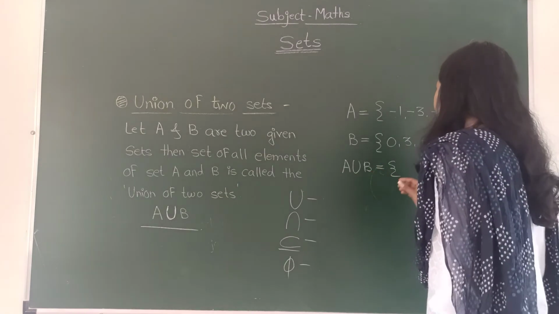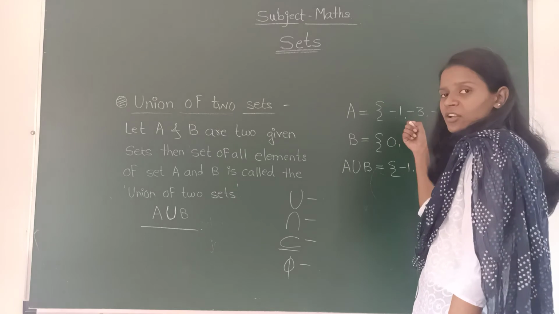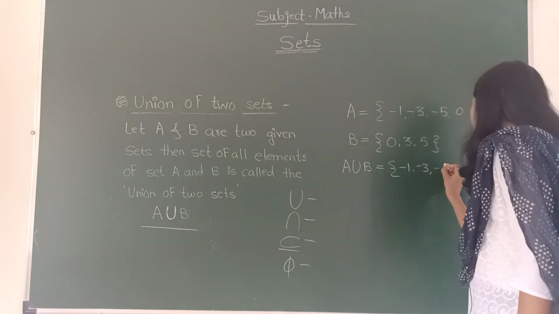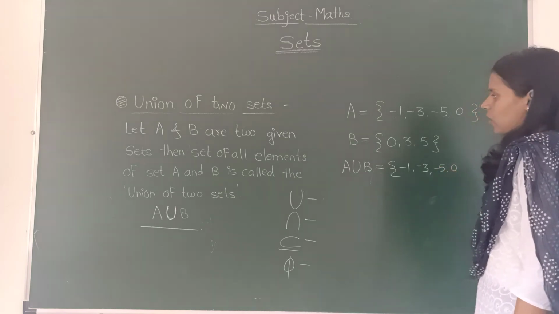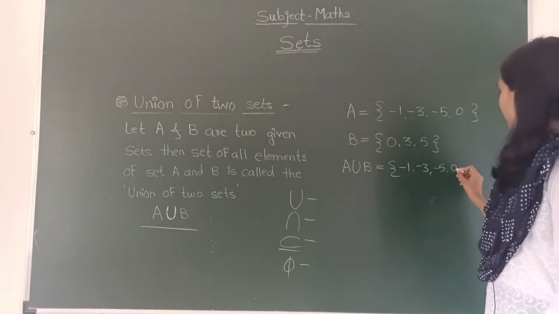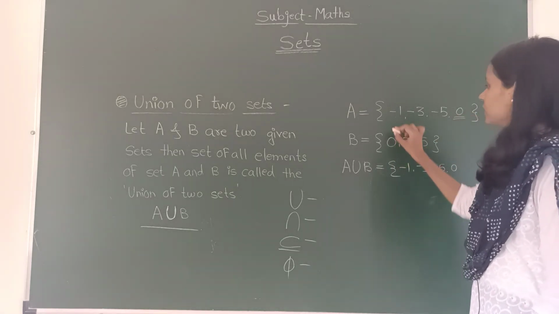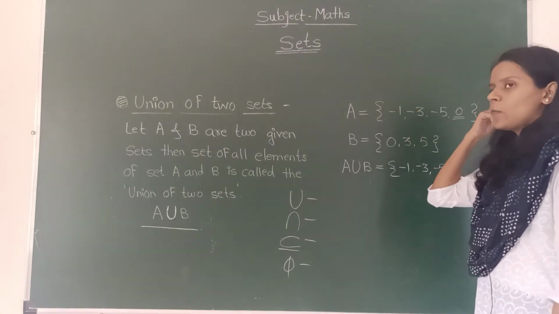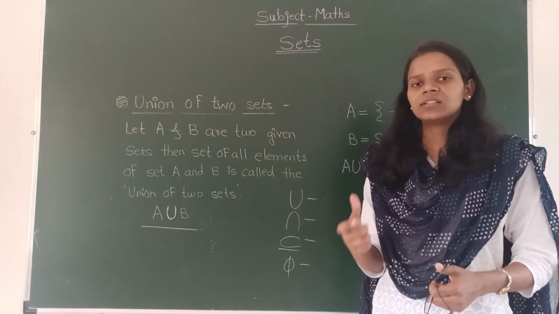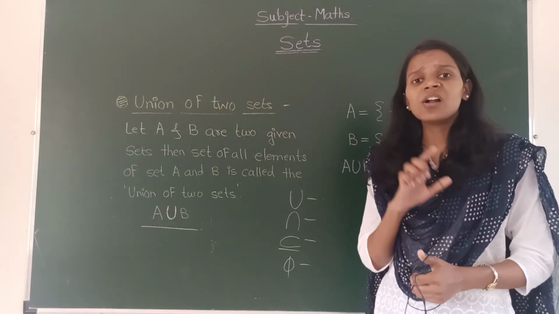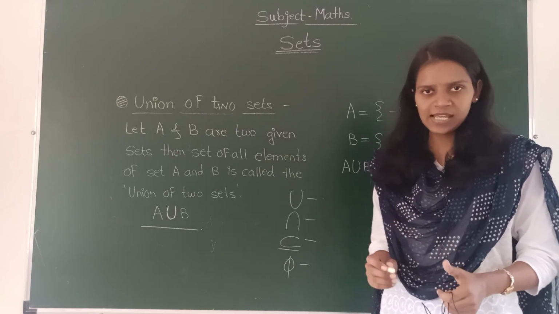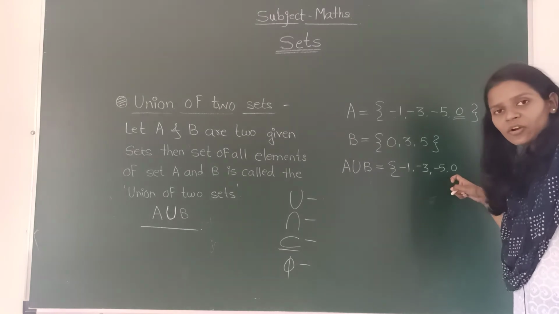So A union B is equal to, first we write the elements in set A: -1, -3, -5 and 0. After that we write the elements present in set B. But 0 is already present in set A. So according to the rules of sets which I have told you, you can write the elements in any order. Order is not necessary, but you can't repeat the same element in the same set. Therefore we have written the 0 only once.